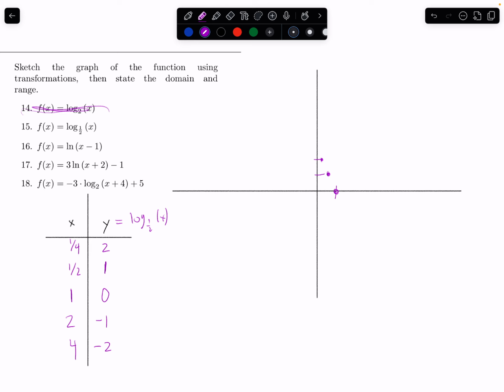Oh, actually, let's plot other points. So I did 1/4, 2; I did 1/2, 1; I did 1, 0. Next would be 2, -1. Okay, let's plot it the proper way now. 2, -1, and then 4, -2. When I'm plotting y first, it's kind of awkward because we're so used to plotting our x value first. So, okay, something like this.